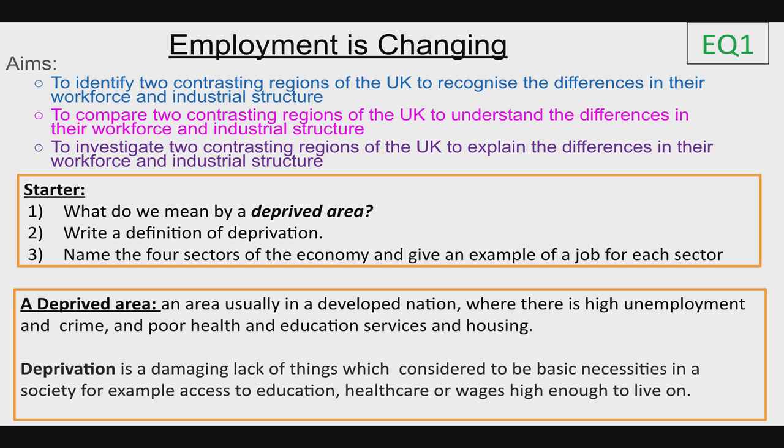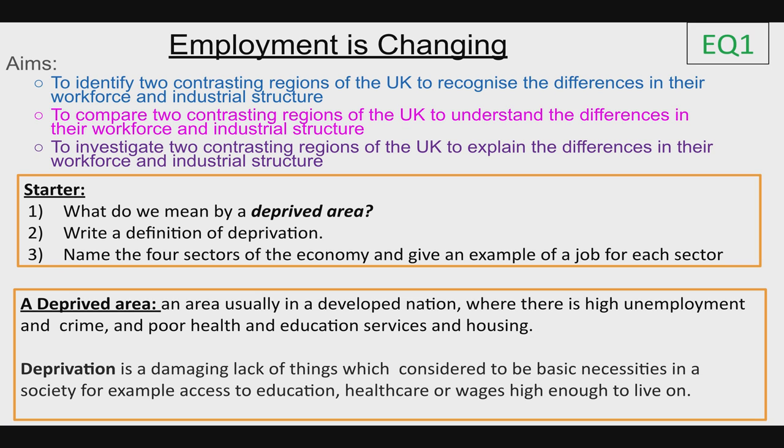When we say wages that are high enough to live on, sometimes in the UK we're talking about something called the living wage. We might also be thinking about a minimum wage, and those are not the exact same thing. A minimum wage is the legal minimum amount that you're allowed to pay somebody. A living wage is generally the calculation of how much you would need to be paid to have a normal life in that country.